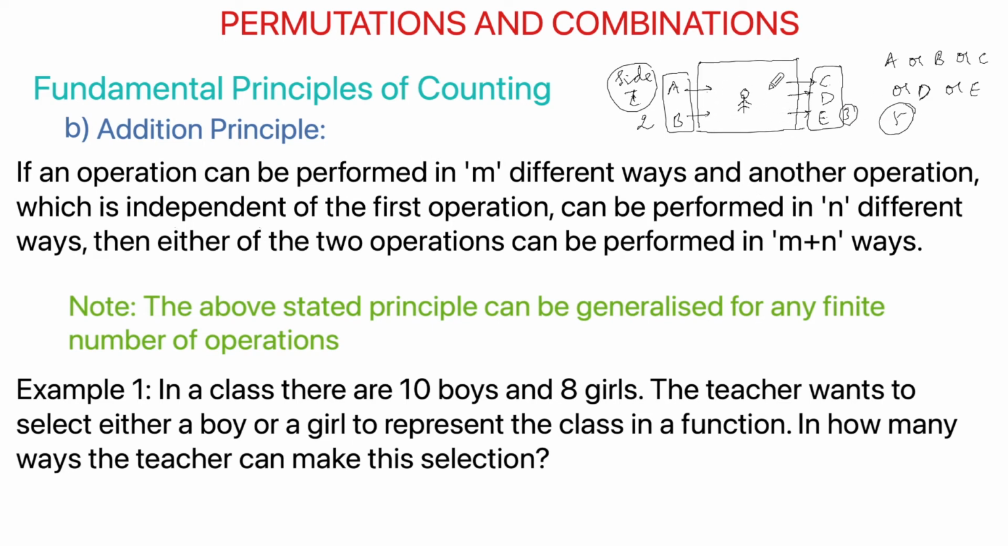Means he can go in either way, either on the first side or the second side, which does not impact each other. So he can go with either two or three ways, which can be given by m plus n ways. So that is 2 plus 3, which is equal to 5 ways. So here, 5 ways, without actual counting, we can give the answer 2 plus 3, which is equal to 5.